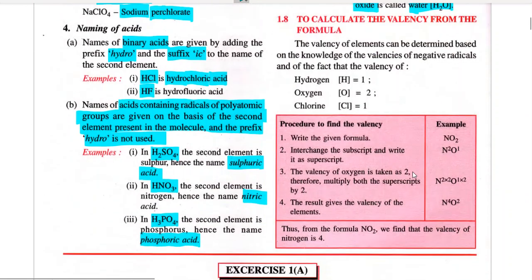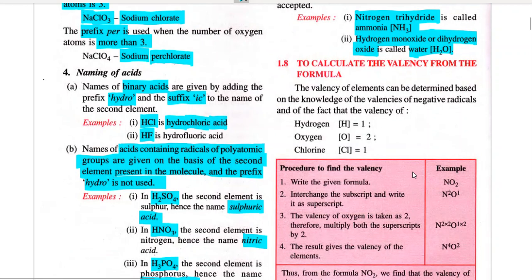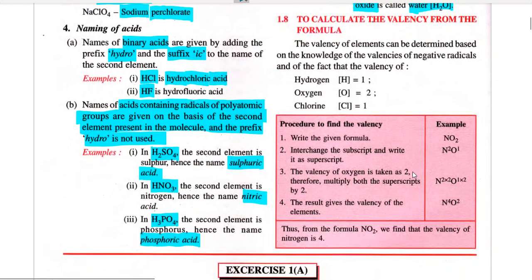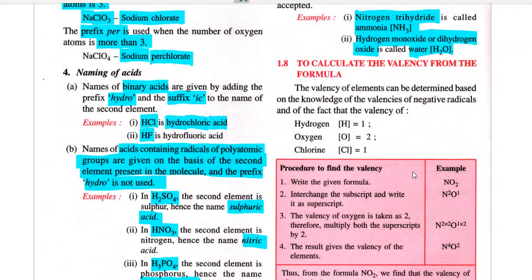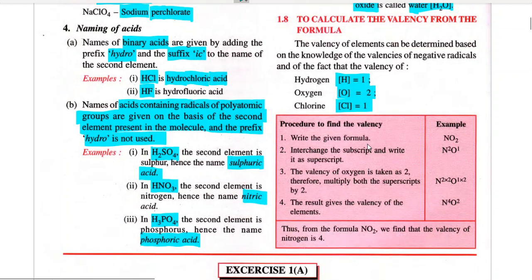Okay, the next topic is to calculate the valency from the formula. We can easily calculate the valency from the formula. But for that you should know what valency some negative or positive radicals have. Like hydrogen has a valency of 1, oxygen has a valency of 2, and chlorine has a valency of 1. Plus or minus does not matter. So how to find the valency?